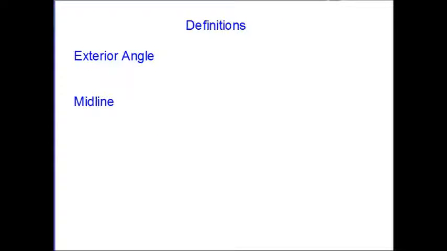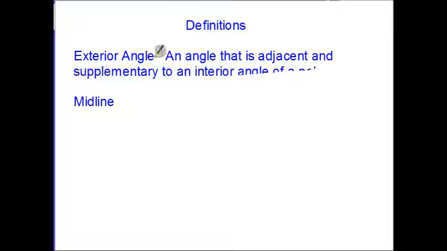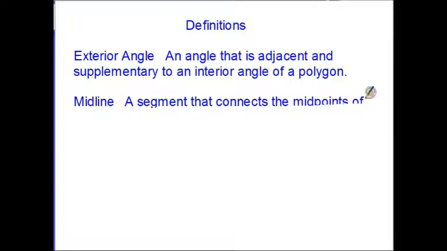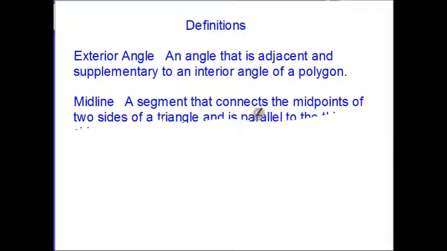First thing we have to talk about is some definitions. First definition is exterior angles. An exterior angle is an angle that is adjacent and supplementary to the interior angle of a polygon. Our second definition is of a midline. A midline is a segment that connects the midpoints of two sides of a triangle and is parallel to the third side. Let's draw those out real quick.